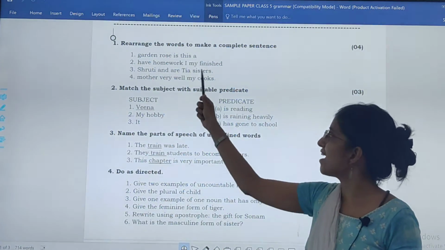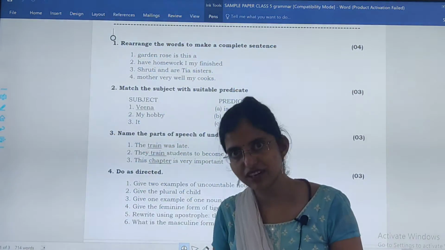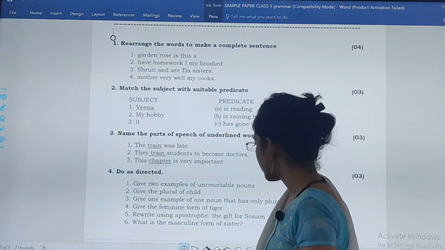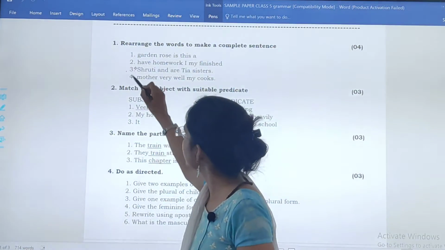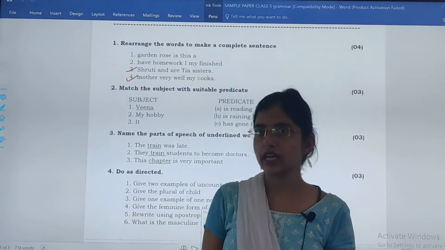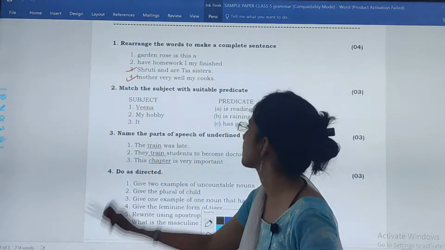I have finished my homework. Now 3 and 4 is your homework. Okay. 3 and 4 is your homework. The questions which I am ticking with red.